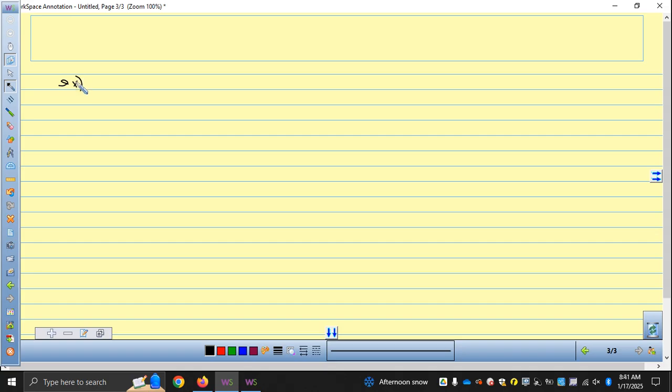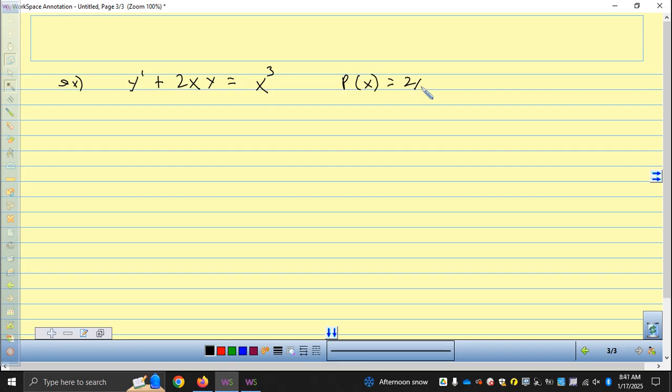y prime plus 2xy equals x to the third. So our first step always is to write our equation in standard form. In standard form, we have y prime with no coefficient plus some function of x times y equals some function of x. So in this case, p of x is 2x, and f of x is x to the third.